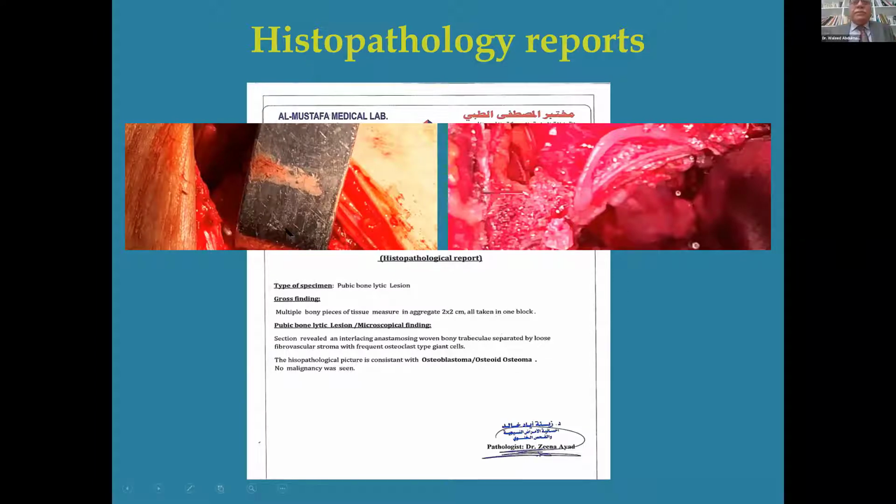This is the biopsy report. We have two biopsies, two reports really, one here and one abroad. This one was suggesting that it is osteoblastoma, osteoma.